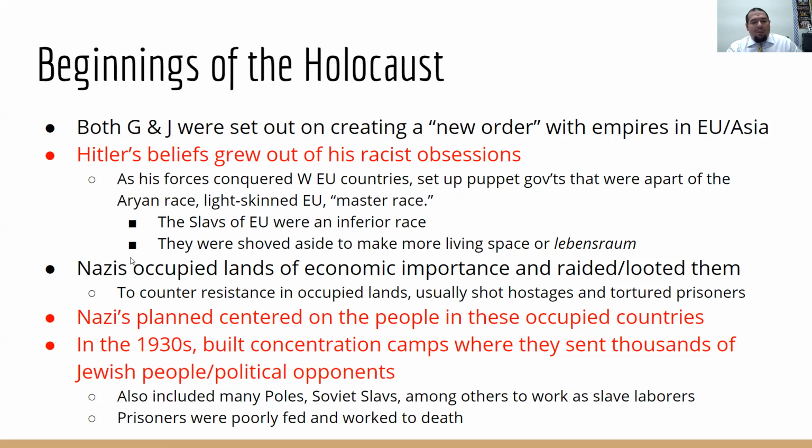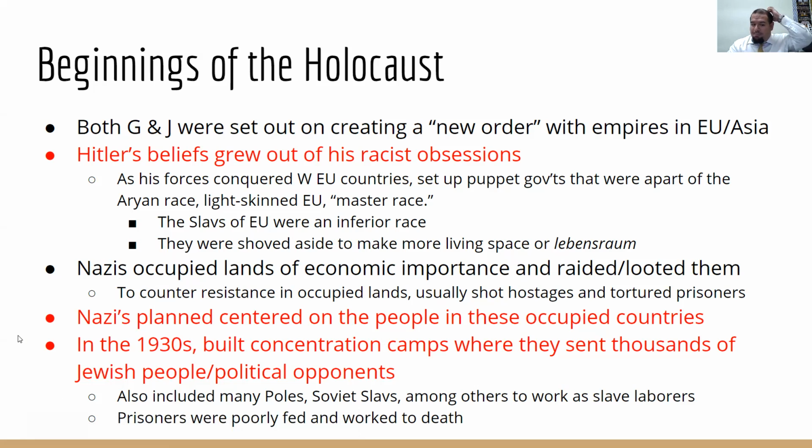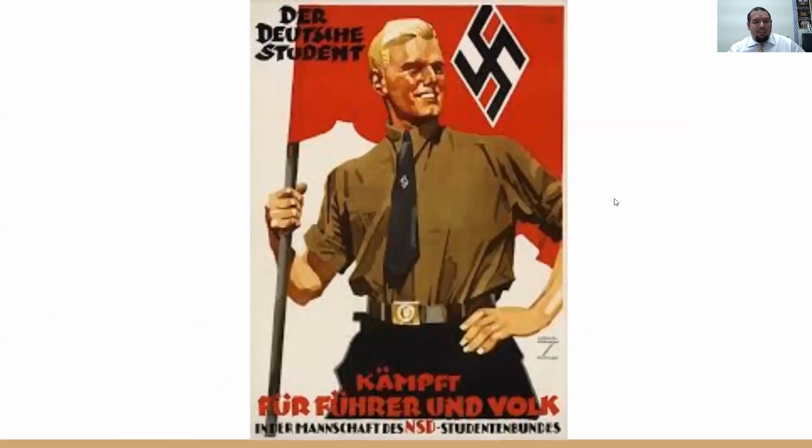Remember that? So Nazis occupied lands of economic importance and raided and looted them, kind of making their own European colony. To counter the resistance in occupied lands, they usually shot hostages or tortured prisoners. The Nazi plans centered on the people of these occupied countries. In the 1930s, they would build concentration camps where they would send thousands of Jewish people and political opponents. They would include many Poles, Soviet Slavs, among others, to work as slave laborers, prisoners who were poorly fed and worked to death and were subject to experiments.